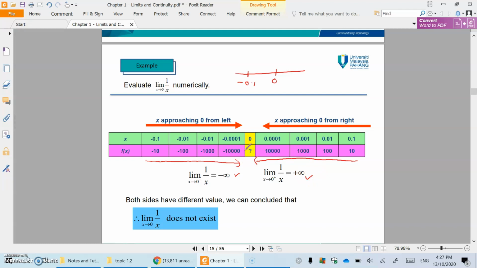By comparing both the left hand side and the right hand side, we have quite contradictory results, because from the left hand side we have negative infinity, but from the right hand side we have infinity. Since both sides have different values, we conclude that the limit of 1 over x as x approaches 0 does not exist.